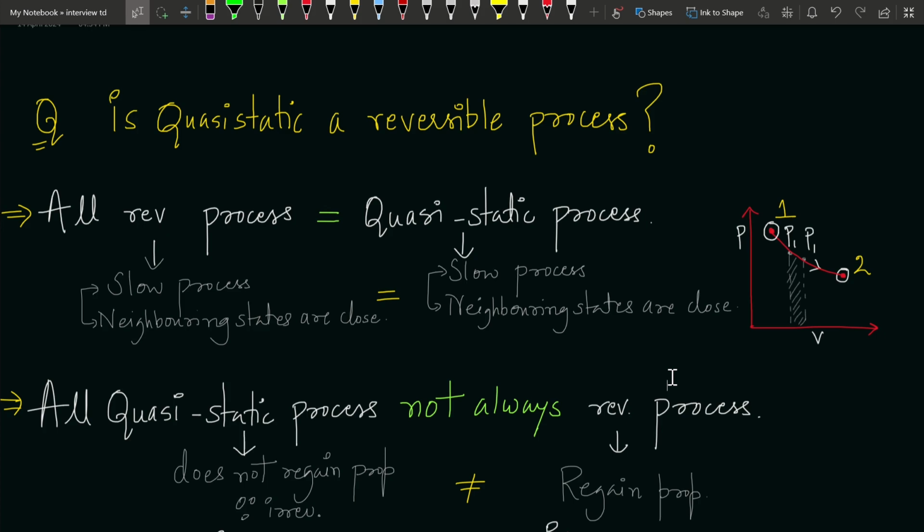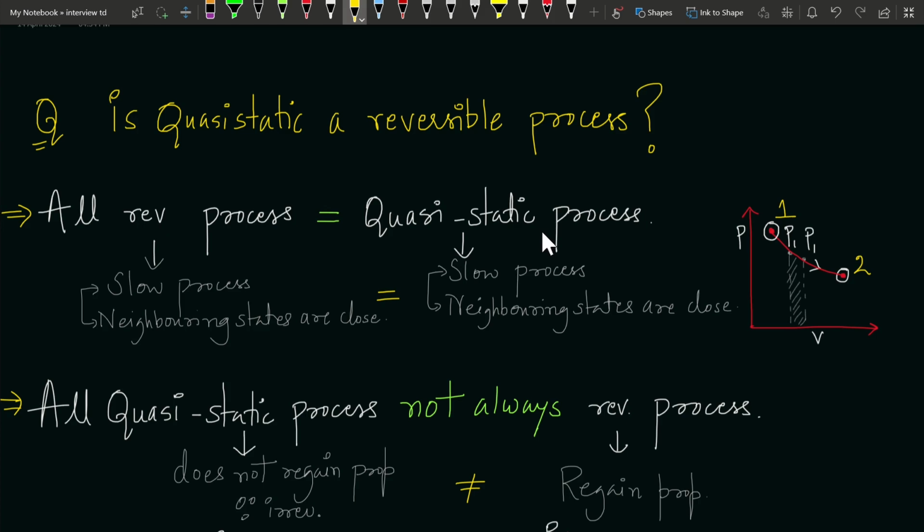Also there are some other things we'll discuss, but today we are going to deal with this question: is quasi-static a reversible process, or is a reversible process a quasi-static process? So here it is written, all reversible processes are quasi-static processes.